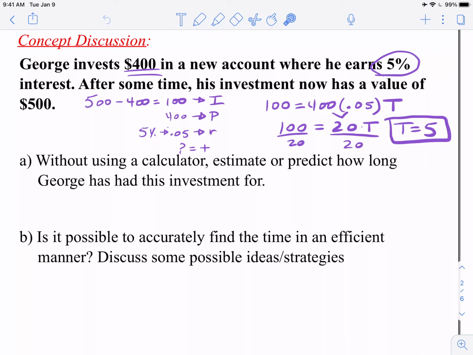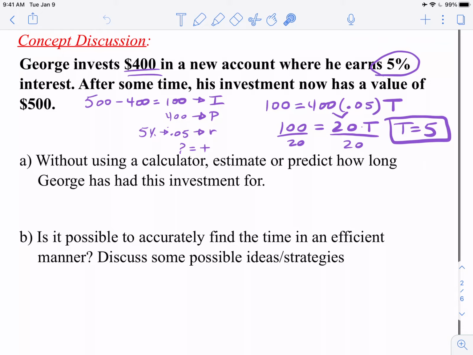He did not make $500 in interest. How come? Because he started with 400. So he only made $100 in interest. So that's I. P here, the principal starting original amount is obviously 400. The rate, this is usually the easiest one because it's the only one that has a percent. The rate is 5%. I just want to be careful. I'm going to treat that like 0.05.